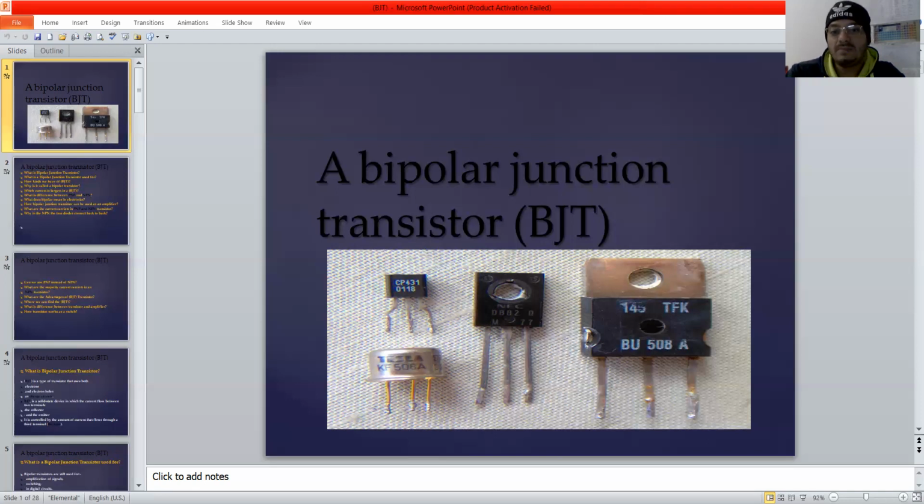Now, how does a PNP bipolar transistor work? Let's focus on this. The PNP transistor is a type of transistor, like we know, in which one N-type material is doped with two P-type materials. All these words are old, but let's focus on the next. It is a device that is controlled by current. When a small current flows through the base of the PNP transistor, it turns on.